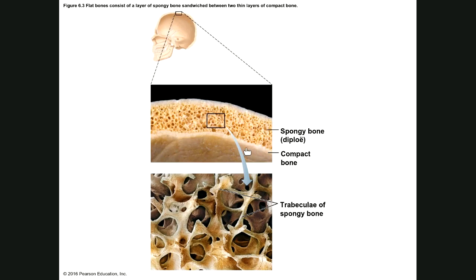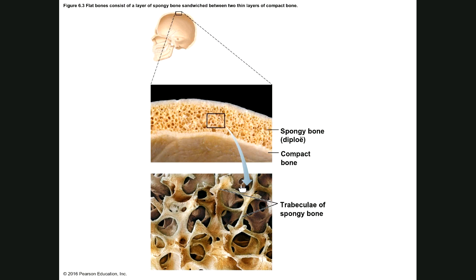Here's a picture. We're taking a part of the cranium and blowing that up. The cranium is considered a flat bone. It's flat. What you find in the flat bone is that on the very outside and on the very inside, you find compact bone, and sandwiched in the middle is your spongy bone.